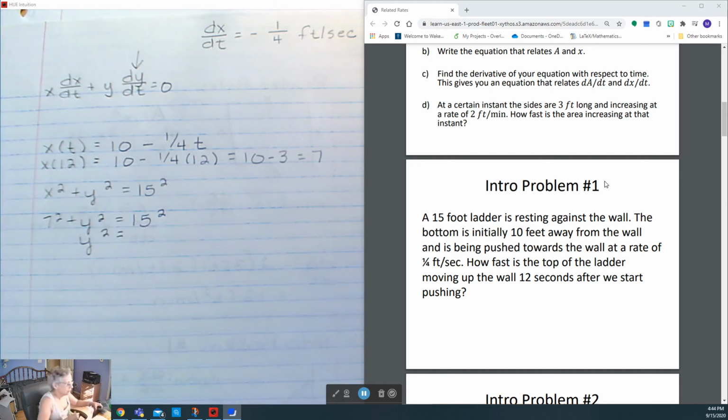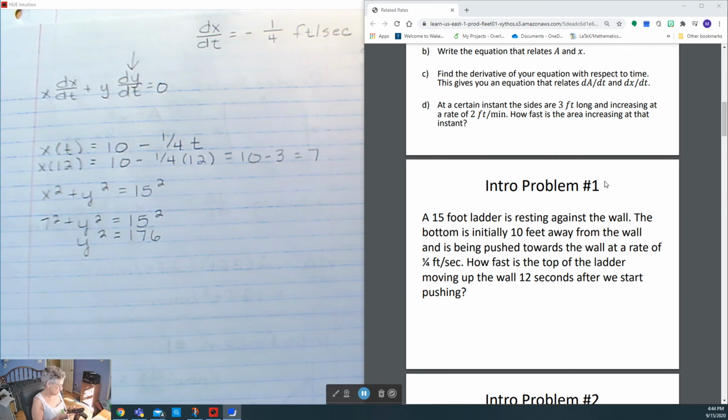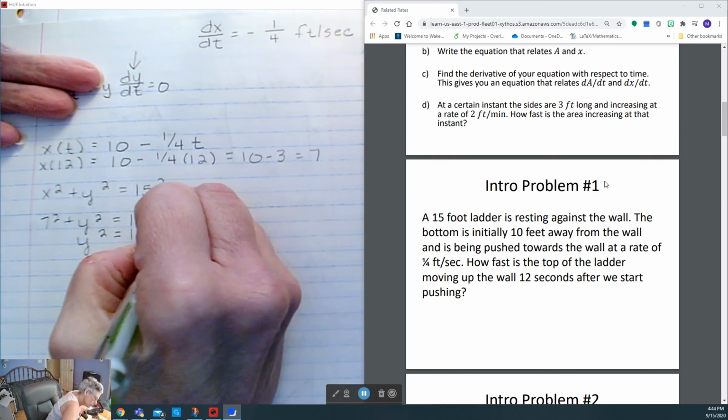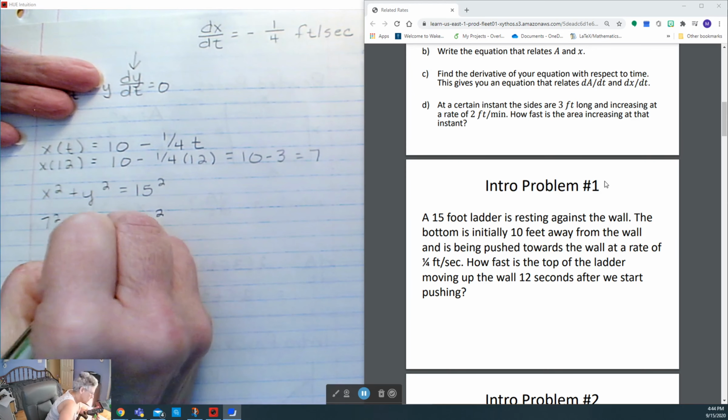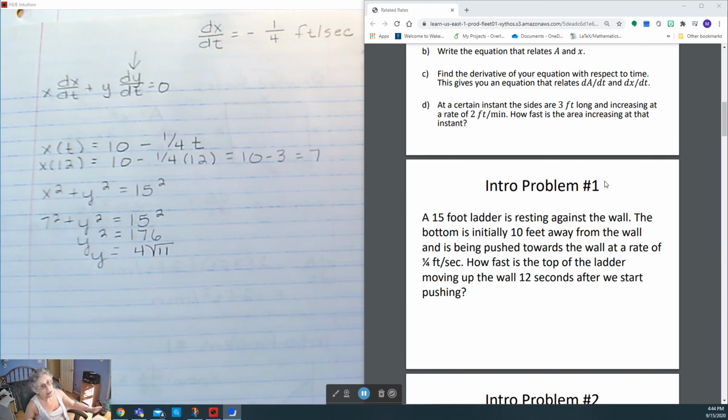Let's see what 15 squared minus 7 squared is. I get 176. Take the square root, so y is 4 times the square root of 11. Because I want an exact answer, and often WebAssign will want an exact answer, I'm going to leave it as 4 times the square root of 11, even though I don't know exactly what that number looks like.